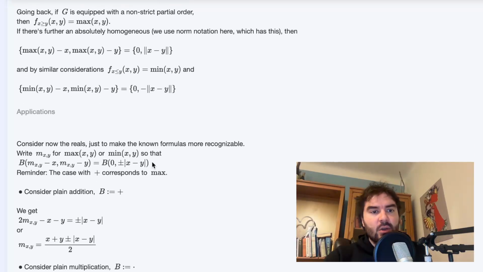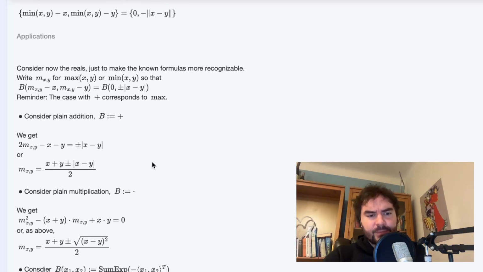Okay, so go to applications. The first two are going to be very trivial. You might have seen them before. So I'm going to treat this max and min at the same time. I just write m, which depends on x and y, for both, and the case where it's a maximum is the plus case, and I do the minus case basically all at once.